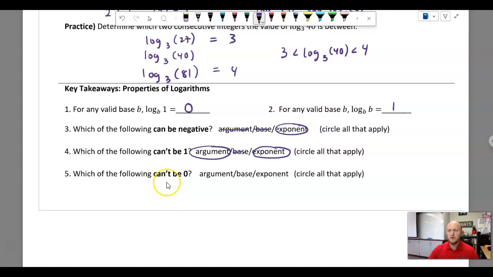All right, number 5. Which of the following cannot be 0? That would be the base for sure. Our argument also cannot be 0. Argument can't be 0. It has to be positive. And then the exponent can be 0. So the argument and the base cannot be 0.